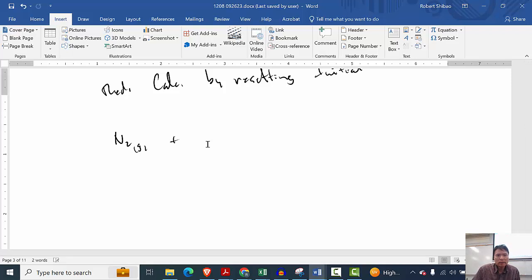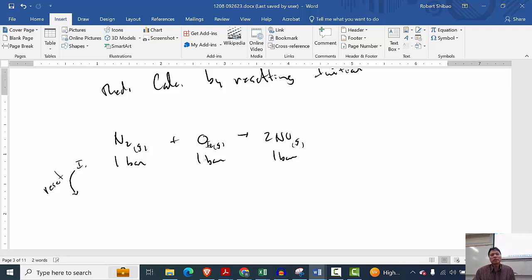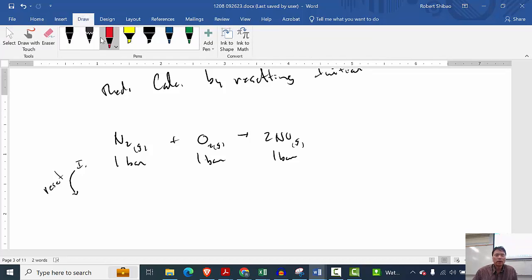So we have nitrogen plus oxygen goes to 2 NOs. Now the original standard initial conditions were 1 bar. Let's just say exactly 1 bar. This is 1 bar, this is exactly 1 bar. This is under standard conditions. But what we're going to do is reset it. We already saw from Q that we have too much product. The Q is way too big. And so what we look at is the limiting reagent, and we assume 100% reverse reaction.